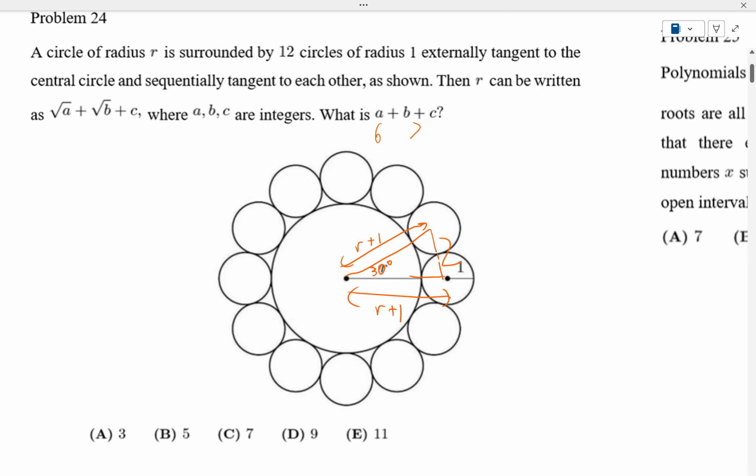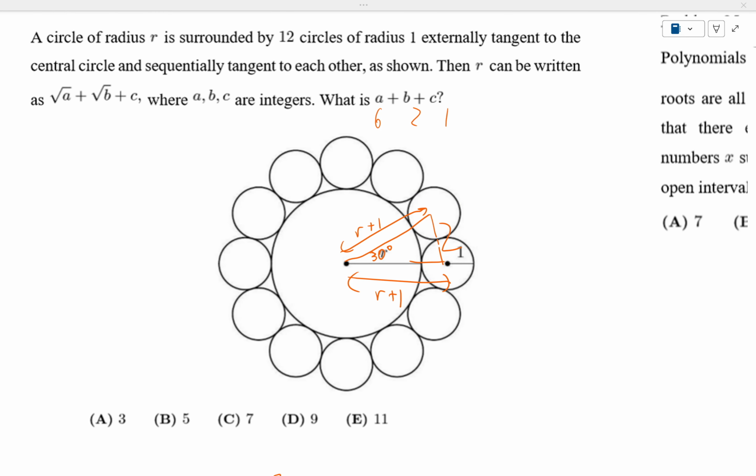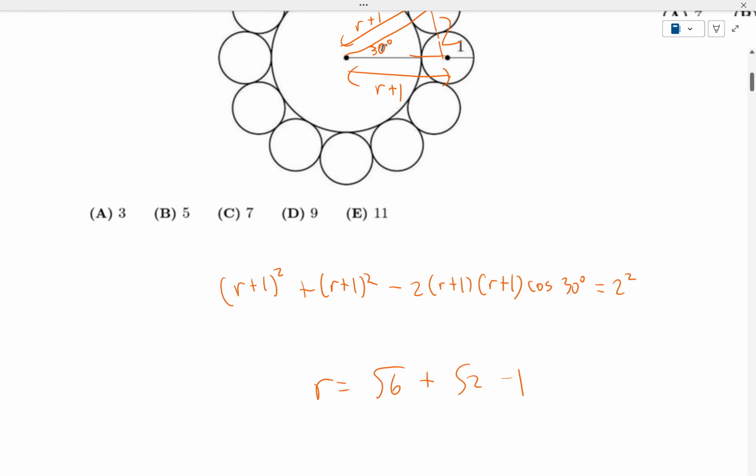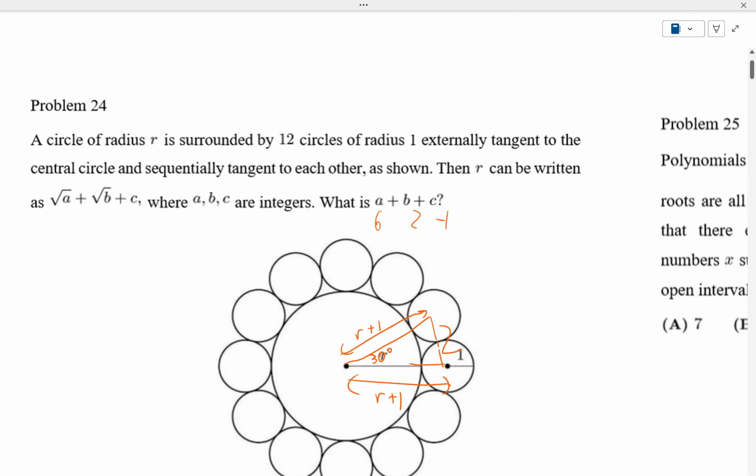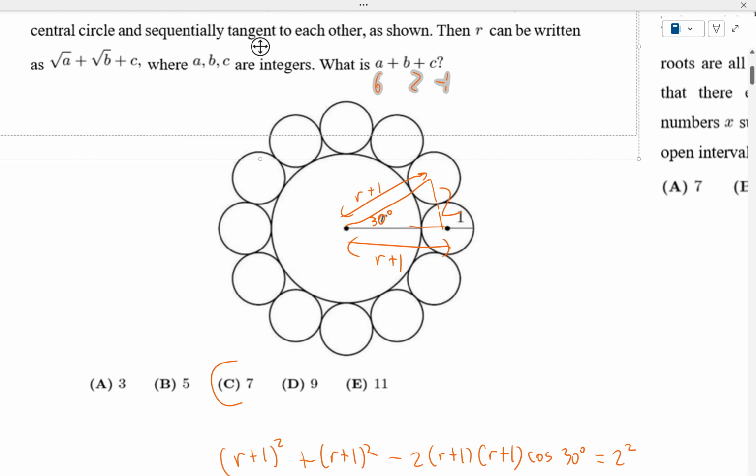So this is 6, 2, 1. Add them up. Sorry, this c is negative 1 because it's plus c. So 6, 2, negative 1, add them up, you get 7. So the answer is C.